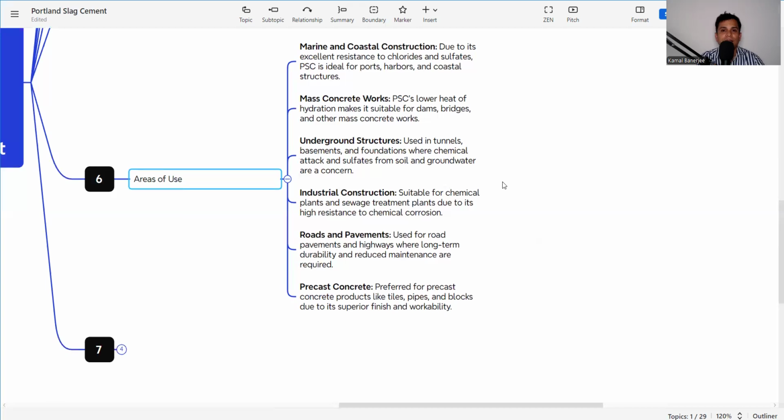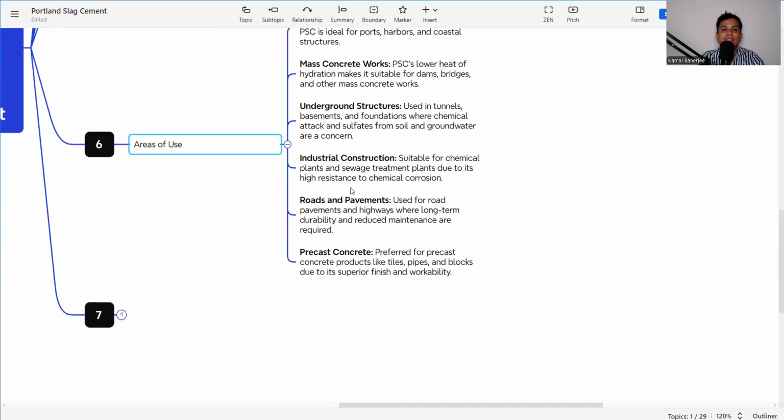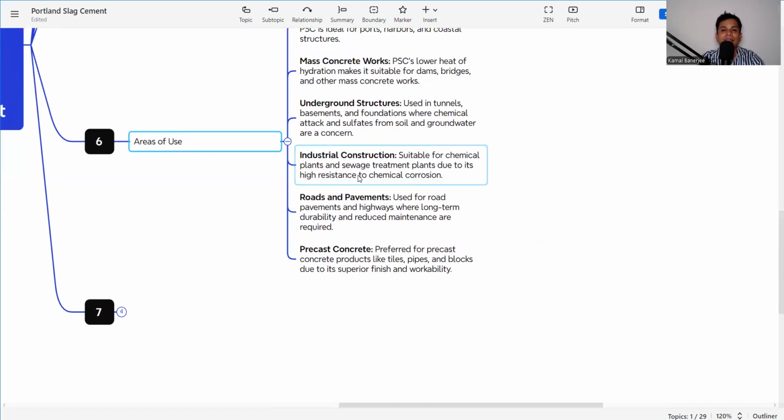Then underground structures used in tunnels, basements and foundations, where chemical attacks from soil or groundwater are the concern. So these are underground structures. Then industrial construction: suitable for chemical plants and sewage treatment plants due to its high resistance to chemical corrosion. Roads and pavements and the precast concrete industry, we can also use Portland slag cement.